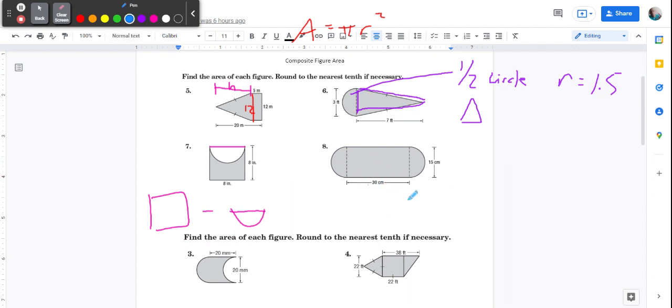Here we have a rectangle and 2 half circles, which really just becomes a rectangle plus a circle. Okay, so we'll do our rectangle area formula and our circle area formula and find the whole thing. Remember, the diameter here is 15, so we're going to have to do something to the 15 to find the radius, which would just be that length right there.